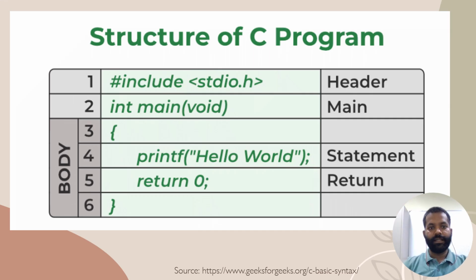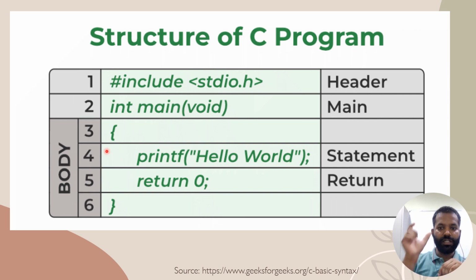So now we will see the structure of a C program. In this one, which we have already discussed, the first line is the header file, right? The hash include stdio is the header file. And the second one is the main function. This is the main function, and this is the printf hello world statement, and this is the return statement, right? And whenever the main function starts, this complete box is also known as the body.